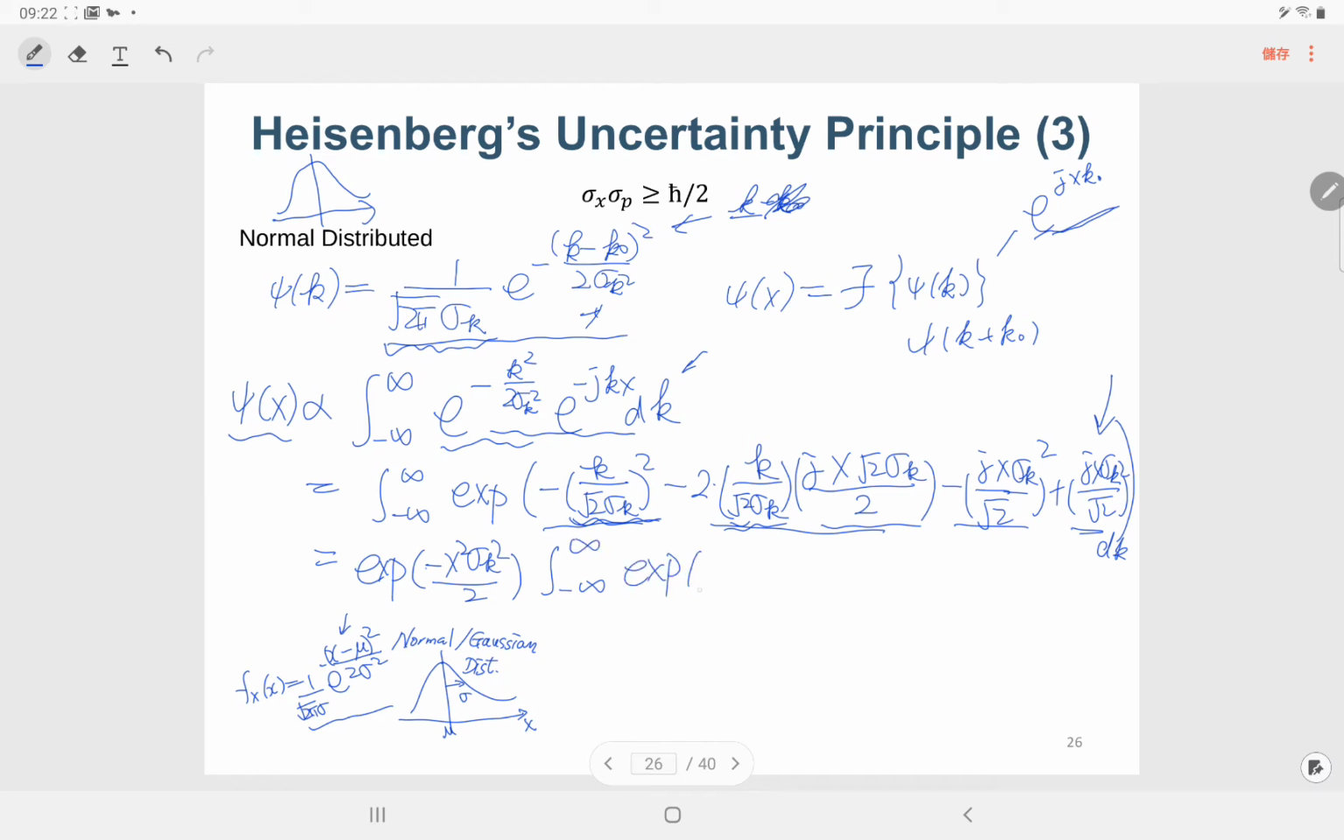Exponential to minus k over square root of 2 sigma k plus this term, jx sigma k squared, something like this, dk.